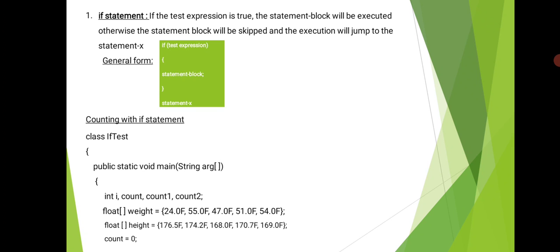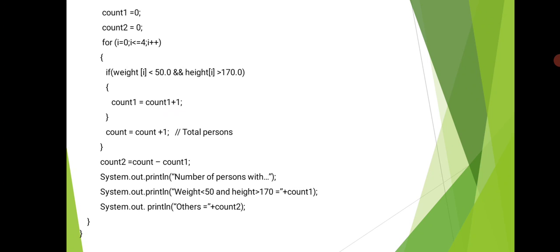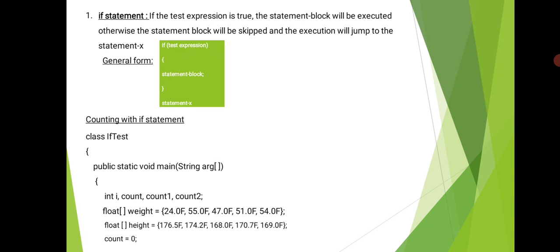So weight of 3 has 51, then height of 3 has 170. So 51 is less than 50, false. 170 is greater than 170, false. It is equal. So since both conditions are false, again it will not execute the if statement, it will come out and execute count equals count plus 1. So now we know there are 4 members.